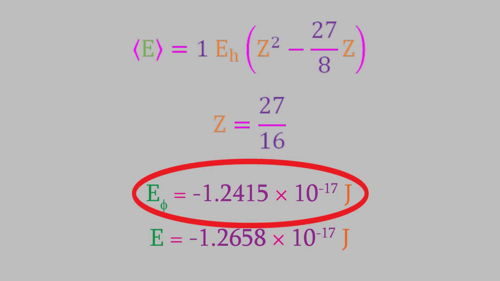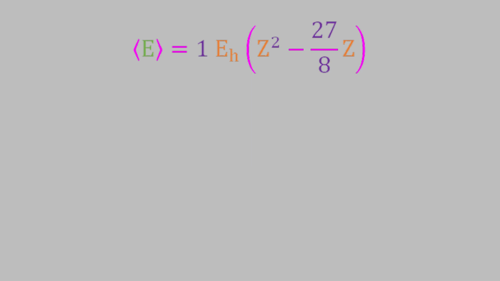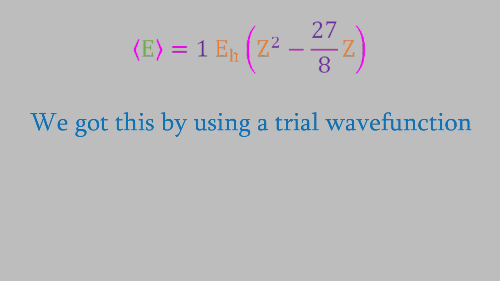But why is there any error at all? Well, remember we got this equation for the energy by starting with a trial wave function, not the real wave function, which we don't know. Is it possible for us to improve the trial wave function so that the value we get for the energy is a little more accurate? The answer is yes. And we'll talk more about the way we improve our trial wave function in a future video. But that's enough new material for now.